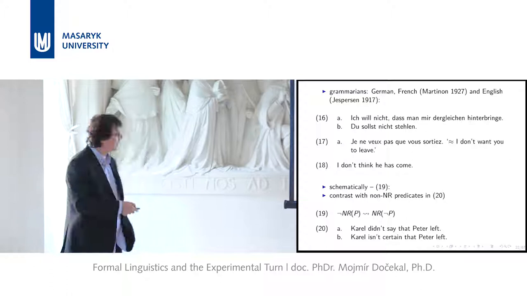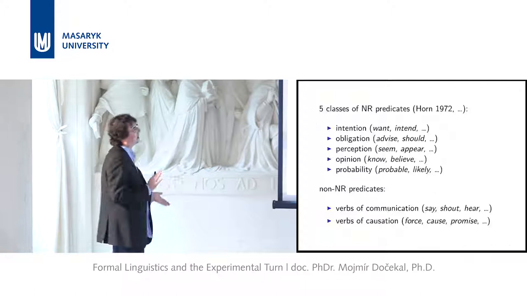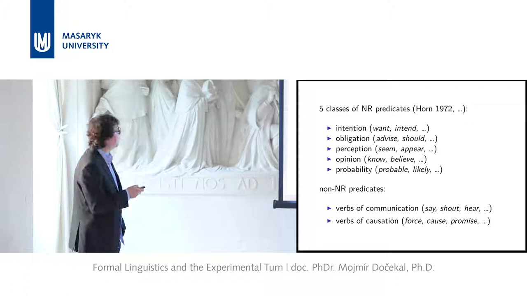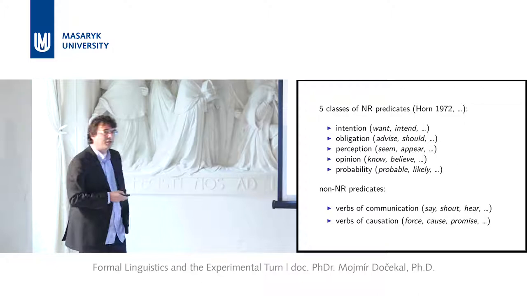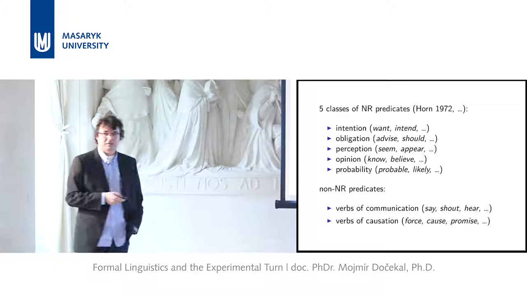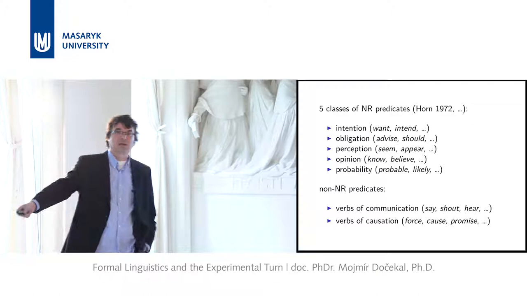And linguists, at least since Horn, tried to isolate these negrazing predicates. And they recognize at least five classes of negrazing predicates: predicates of intention, obligation, perception, opinion, probability. Against them stand non-negrazing predicates, which are usually verbs of communication or verbs of causation, so force, cause, promise, and so on.